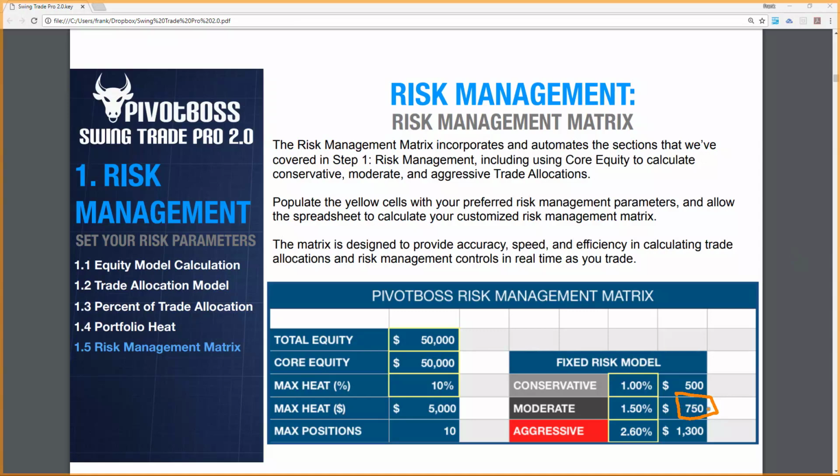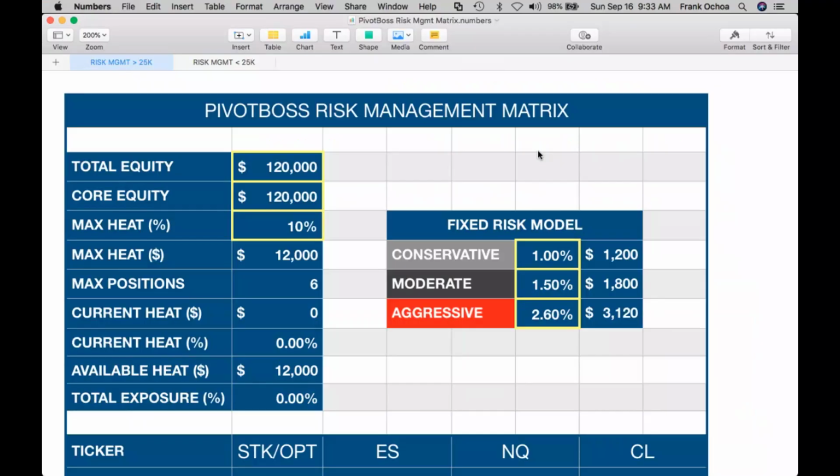If you go half position, of 750, then you're going to be dividing 750 by 2. If you go a third, then you're going to be dividing that by 3. And again, this spreadsheet is designed so that you don't have to do all this math on the fly. It's already done for you. So let's go ahead and jump into this spreadsheet. All right, let's take a look at the PivotBoss Risk Management Matrix. This is the spreadsheet that I use every single day next to my trading machines.